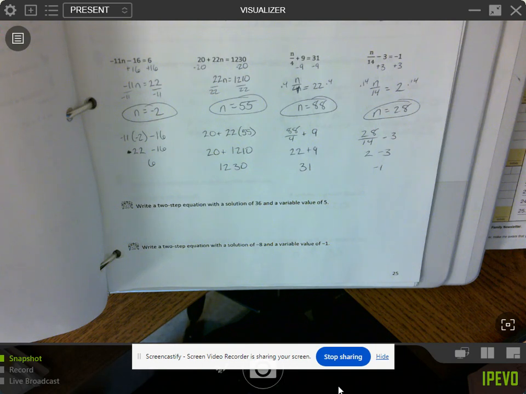So right now, everybody should be trying to work it out. Don't just sit and stare off into space. Be trying to work something out. And we're all going to have to do this on the test and create our own two-step equation.